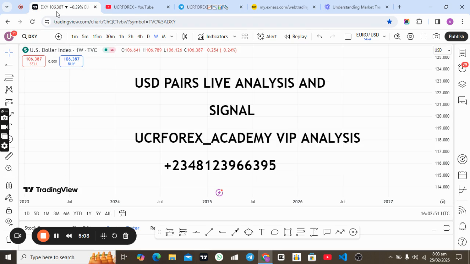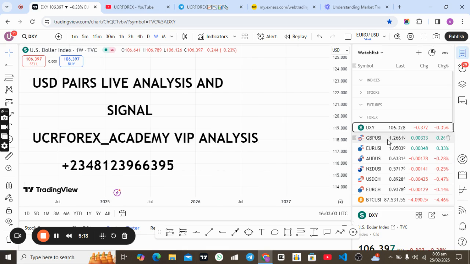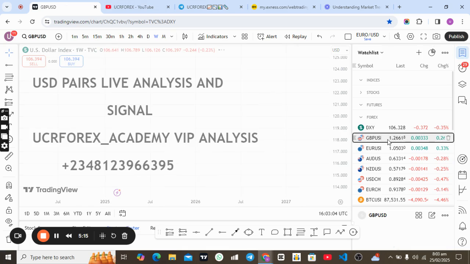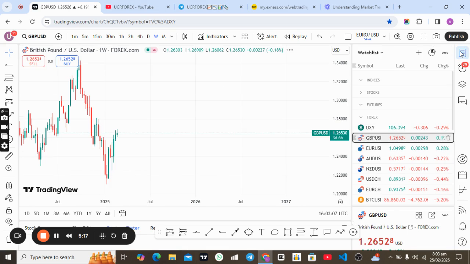Okay, so I think I've delayed a little bit. Let's begin the video right away to start analyzing the market from higher time frame down to lower time frame. So we're going to be starting with GBP USD. I want to start with GBP USD first of all because this one looks cleaner than the other ones, to show you guys my view on GBP USD.